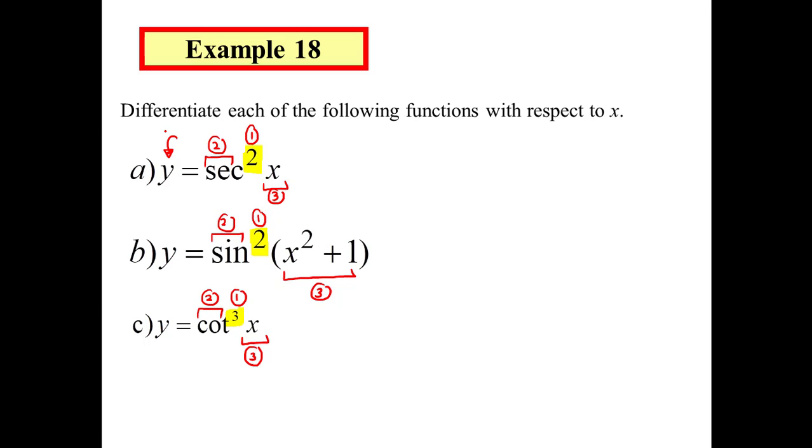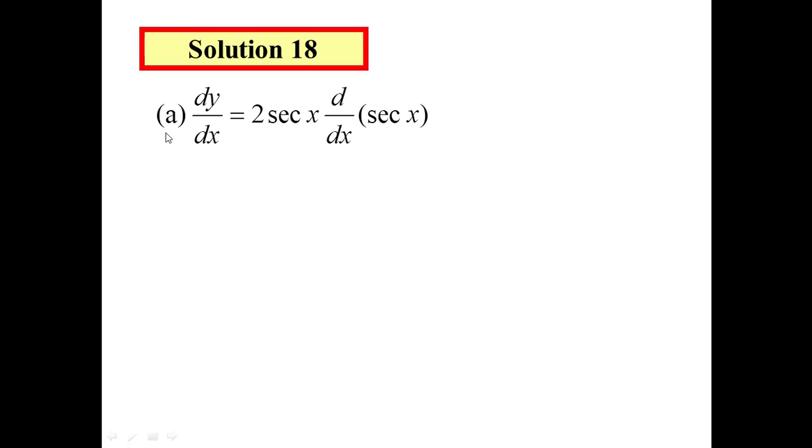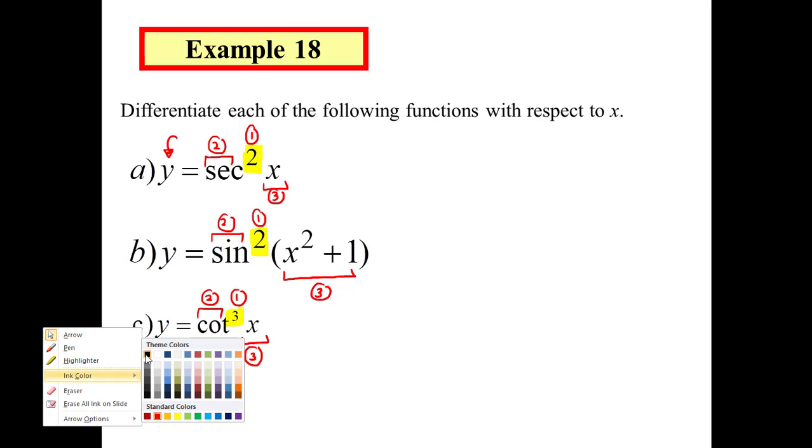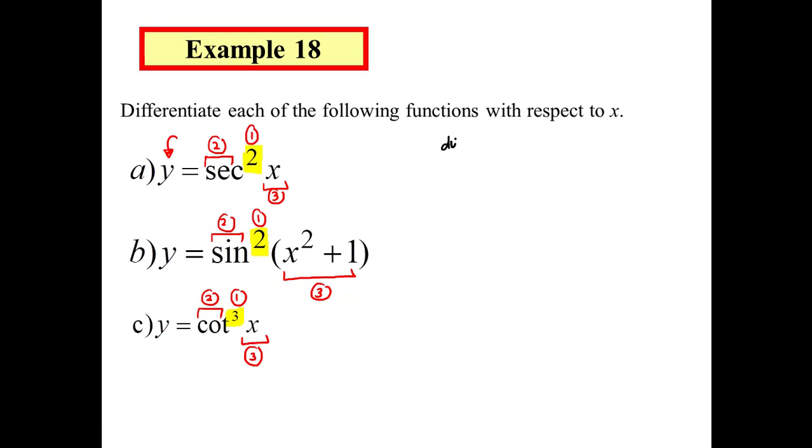Okay, so we look at the first one. Why can we say this? dy dx equals 2 secant x. So you look back again. Just now we mentioned that the first layer is power, right? So therefore dy dx equals 2. We are using the general power rule.